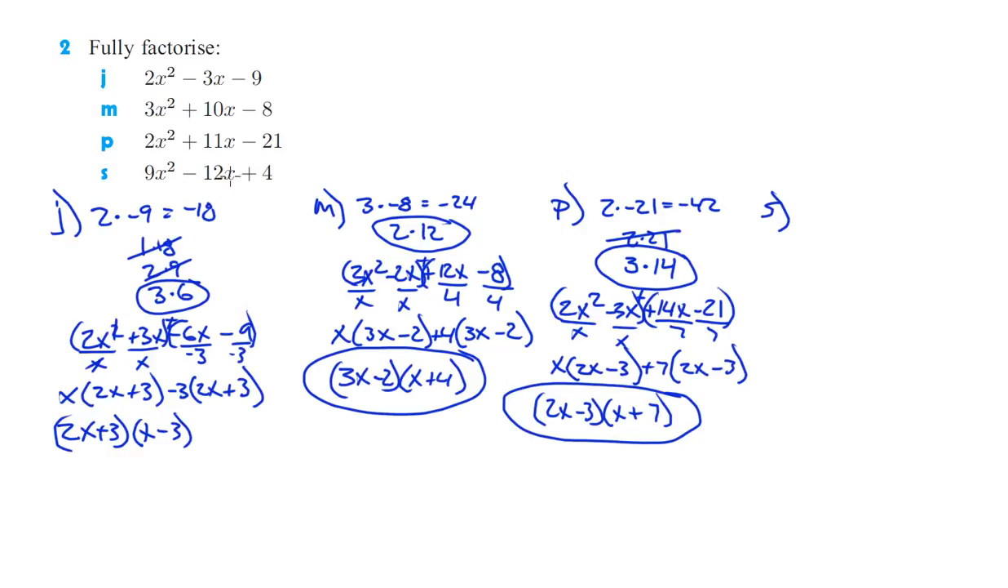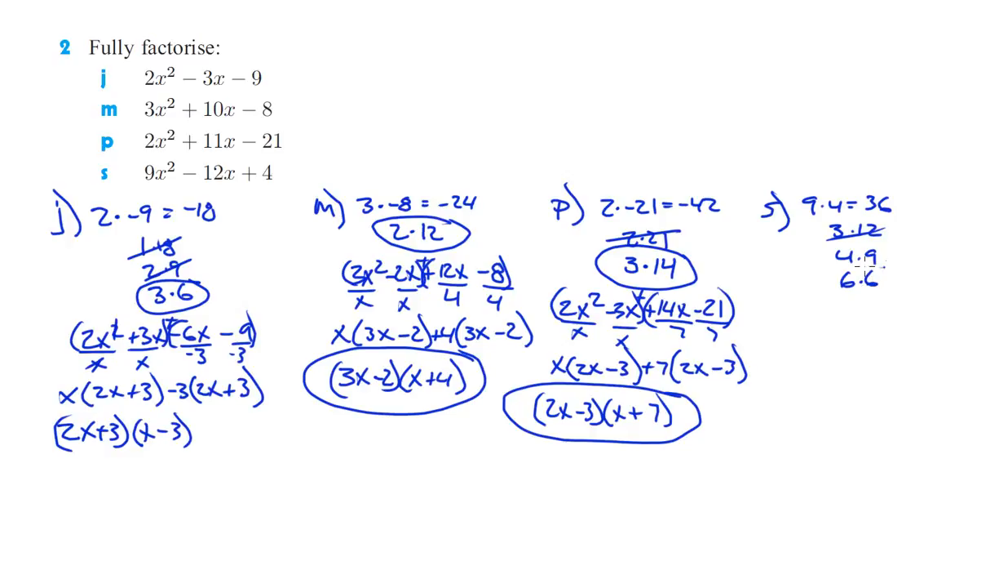S. 9, 12, and 4 don't have any common factors, so 9 times 4 is 36. So we got to come up with the factors of 36 that add up to 12. So it's not 36 and 1. It's not 2 and 18. What about 3 times 12? Doesn't work. 4 times 9 gives us 13.